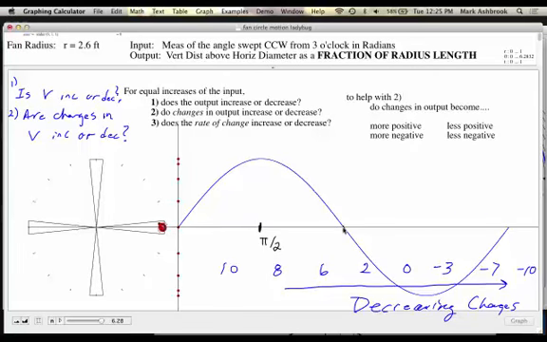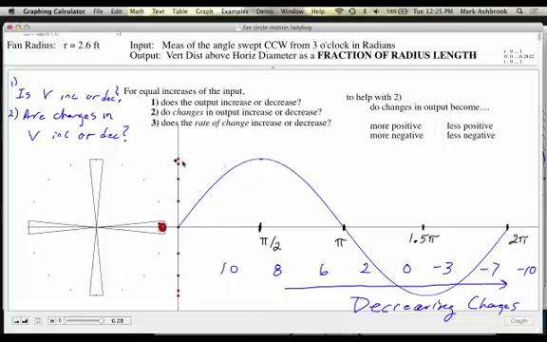Where does the vertical distance return to 0? Pi. Where does it have its minimum? 1.5 pi, 3 pi over 2. And where does the vertical distance return to 0 again? 2 pi. So this is our input quantity, the measure of the angle swept counterclockwise from 3 o'clock. And our vertical axis shows that vertical distance as a fraction of a radius length.